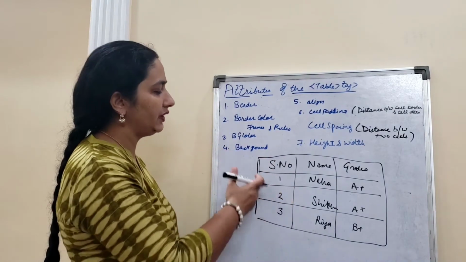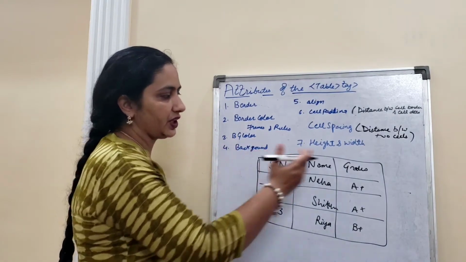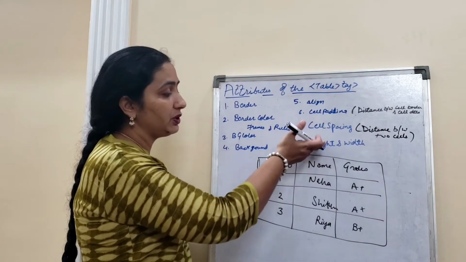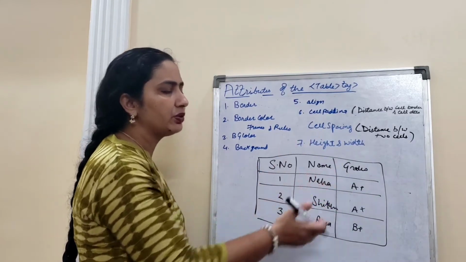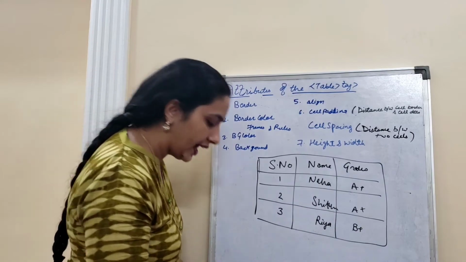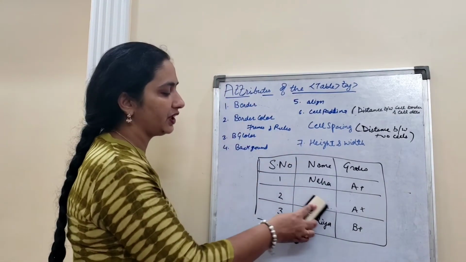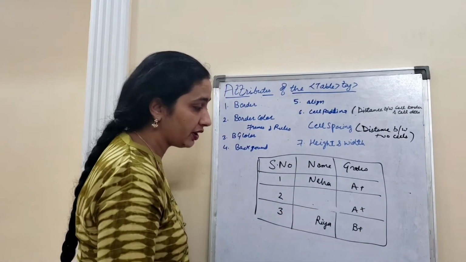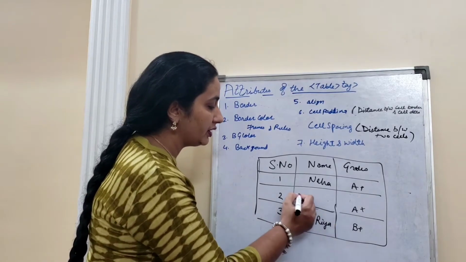Frames and rules, basically, if you want only left and right lines to appear, or maybe on the top or bottom, or inside you don't want any kind of line, then in that case you can use different types of frames and rules, otherwise it is not required as it is not in your syllabus.